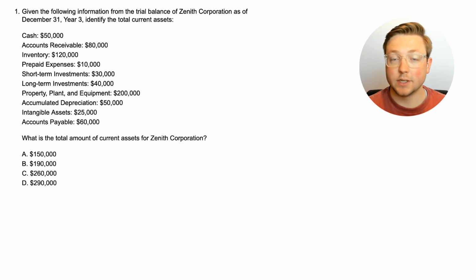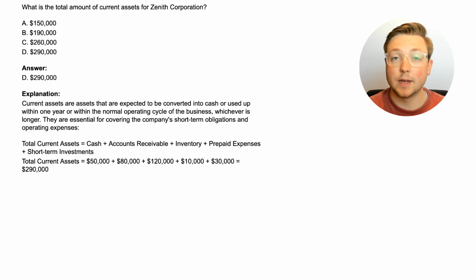Now, we're all in accounting. Hopefully you know what current assets are, but if not, that's okay. We're going to dive straight into the answer for this one just to give you a refresher. All right, here's the answer, $290,000 of current assets. So let's go over this. Current assets are assets that are expected to be converted into cash or used up within 1 year or within the normal operating cycle of the business, whichever is longer. They are essential for covering the company's short-term obligations and operating expenses.